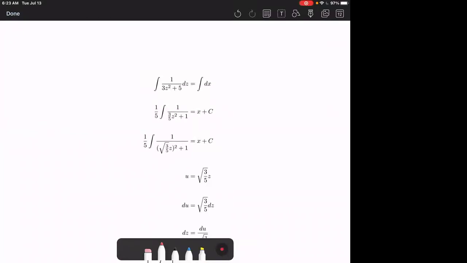Now the integral of the right-hand side is simple enough. The integral of 1 is just x plus c. But now we need to work with the left. When we see 1 over something squared plus a constant, this should remind us of arctan.